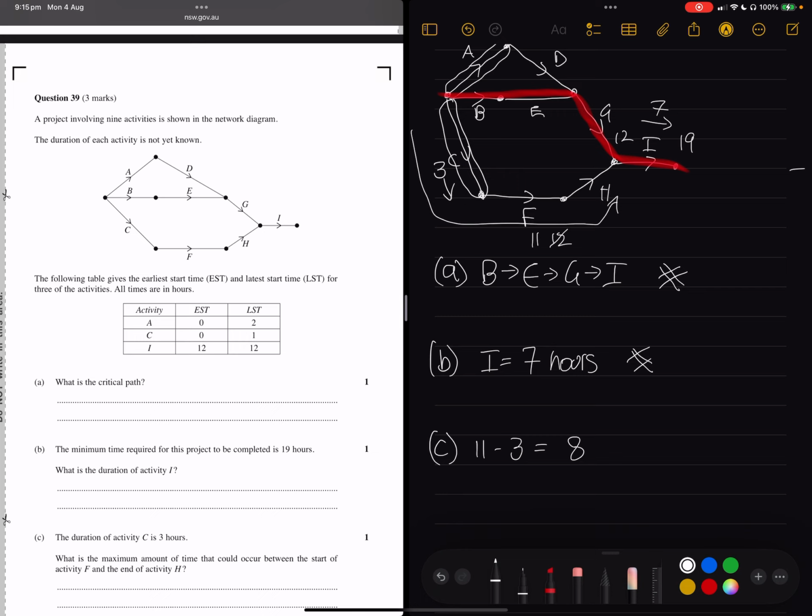So for this question, when it asks us the maximum amount of time that could occur between the start of activity F and the end of activity H, it must be 8, because there's the 1 hour give on C, and the whole lower path can take as much as 12. That gives you this 8.